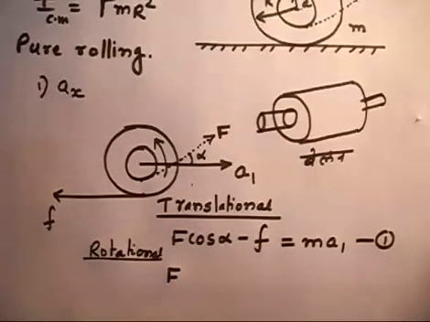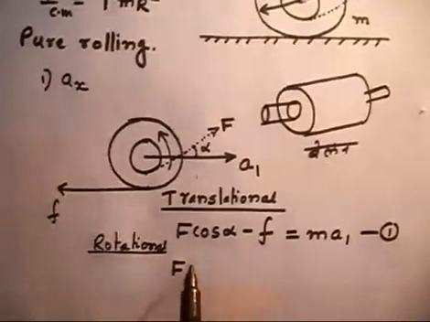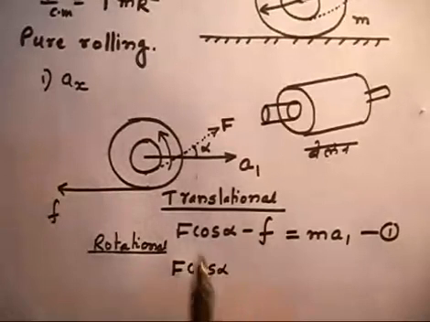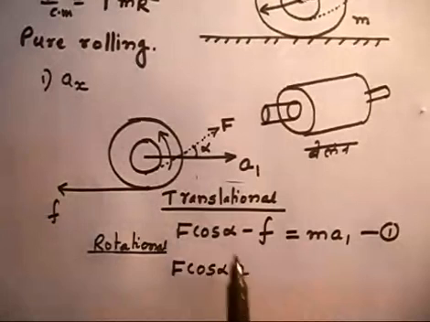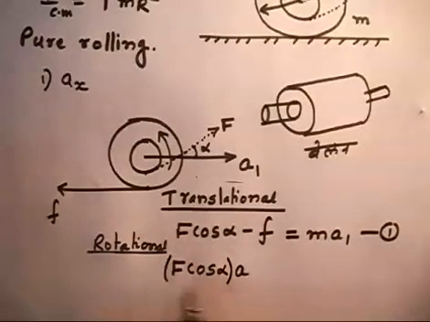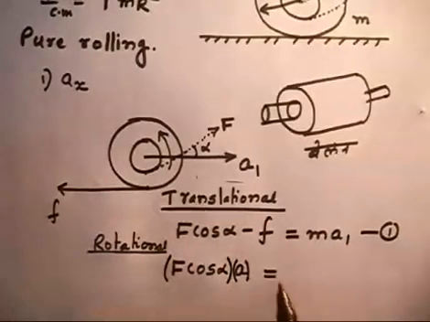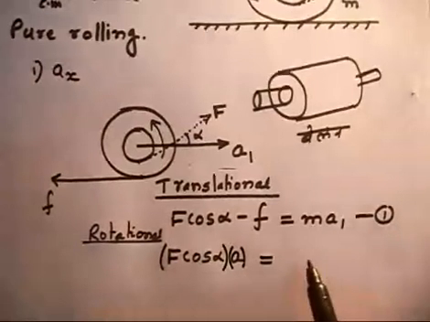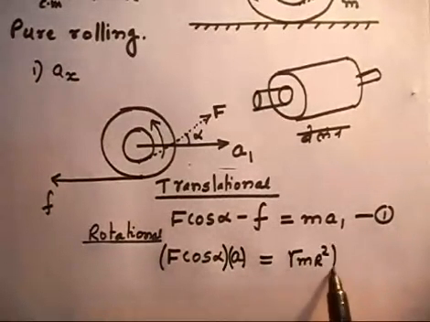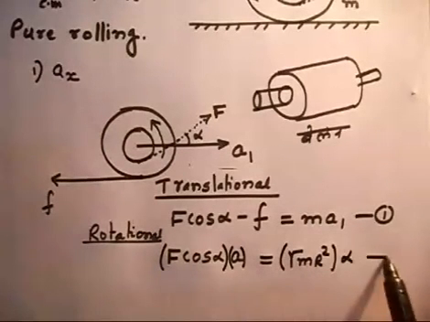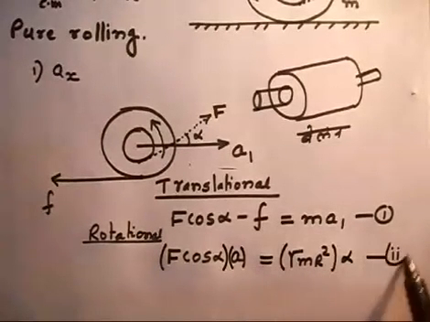So if I write the rotational equation, what will I write? F cos alpha, this is the force in this direction, into a, that is the radius, force into displacement, is equal to I alpha, and I know that is gamma times m r square into alpha. This is the second equation I will have.